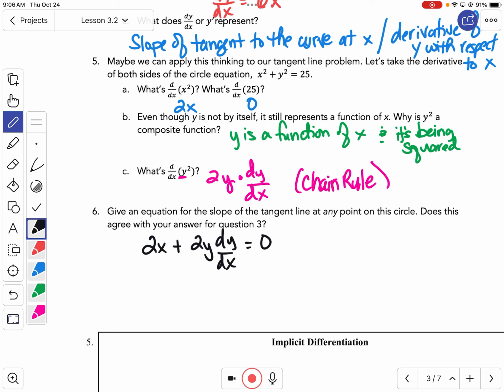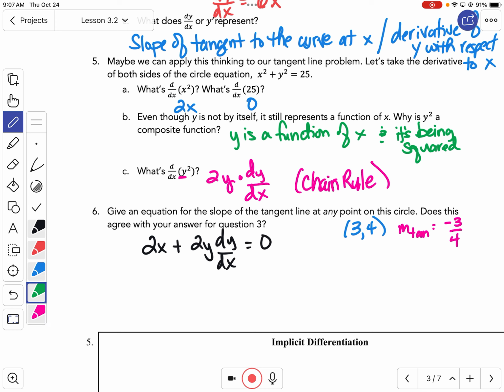So that being said, this is giving me the slope of the tangent line at any point. So let's check it and see if it works. We had the point up at the top, (3, 4). Let's check it and see if we get what we think we're supposed to get. We said that the slope of the tangent was what at (3, 4)? We said it was negative 3/4. So let's solve for dy/dx and see if that's true. Let's plug in the x, plug in the y, solve for dy/dx and see if we're right.